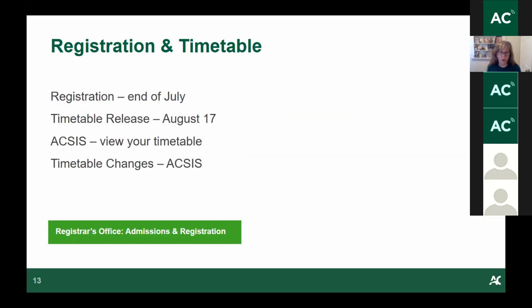What now? So you're probably wondering, how do I get registered? No worries. The client service officers in the registrar's office take care of the registration. This is going to be starting at the end of July, and we have a couple of weeks to get all that done because there's a lot to do. Your timetable will be released to you on August 17th, and this is available to you on your Access account.